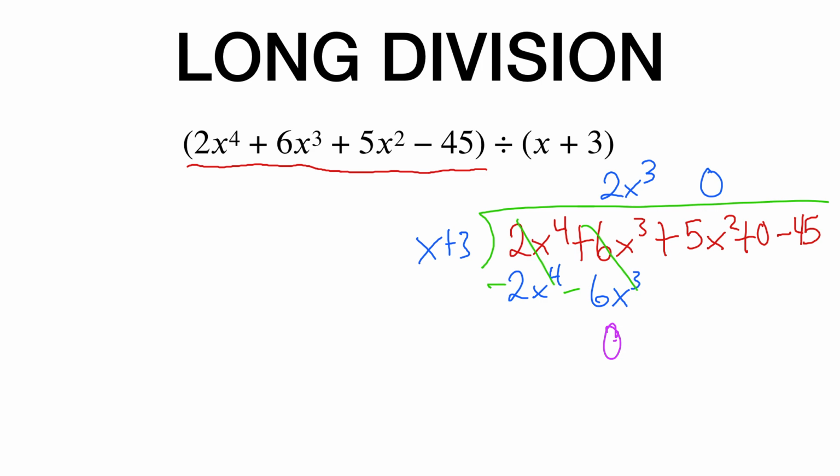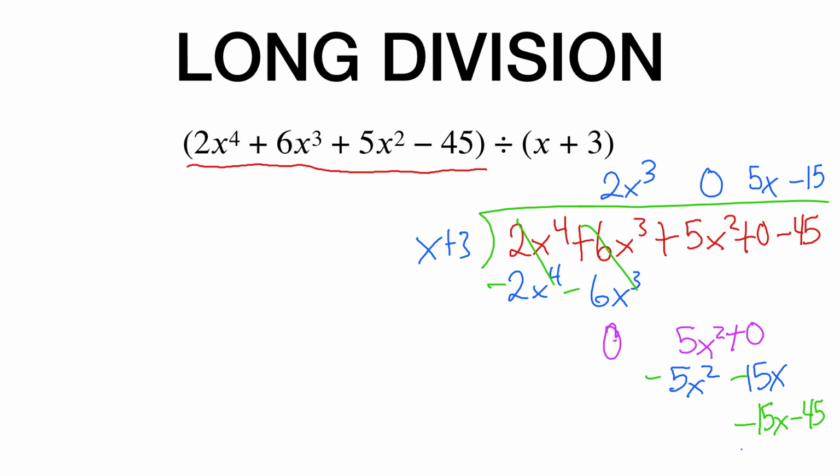That 0 becomes, so next we are going to do 5x squared plus 0. How? I would have to multiply this by 5x in order to get 5x plus 3 to become 5x squared. So this becomes 5x squared and 15x. But remember, I'm subtracting, meaning negative 15x minus 45. And in order to get this part, I would have to multiply all of this by negative 15.